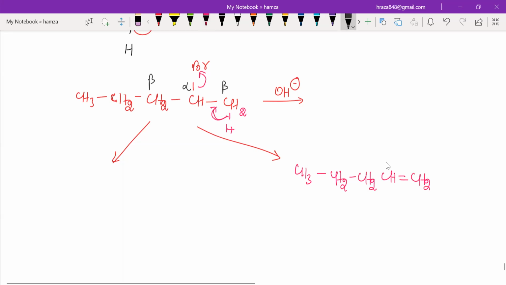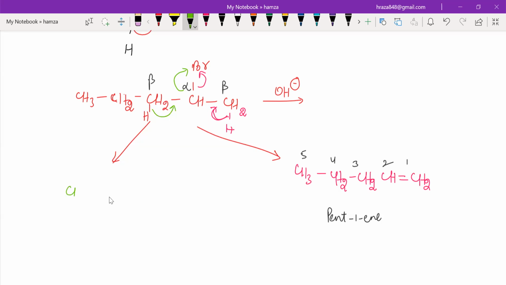So what will be the name of the product? Butene. 1, 2, 3, 4, 5. Sorry. Pentene. What is the name of the product? Sir, pent-1-ene. Now the other one is also possible, since this is also a beta hydrogen. So it will take an electron from the alpha carbon and this bond will shift here. So the product will now be CH3 CH. Now hydrogen is eliminated, so CH and Br is also eliminated. CH double bond.